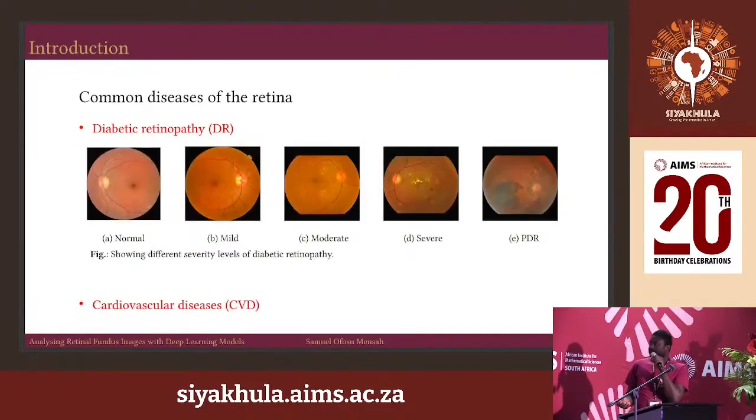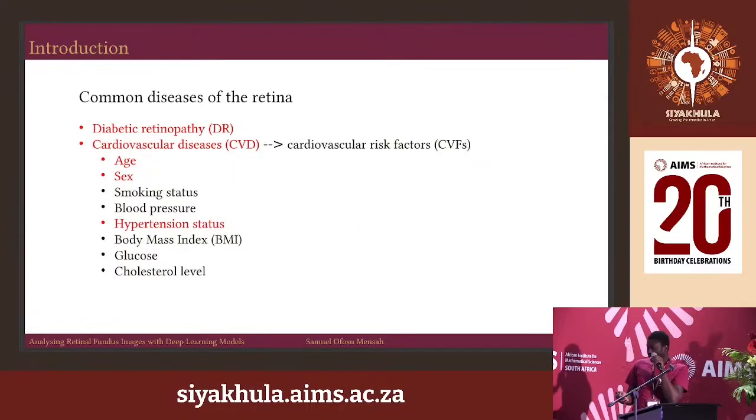And we also have the cardiovascular disease. So for cardiovascular disease, we typically have some risk factors which contribute for one to say this is a cardiovascular disease. And some of these risk factors include age, sex, smoking status, and so on. But in this data set, we only had access to age, sex, and hypertension status. So that is the only risk factors that we used.